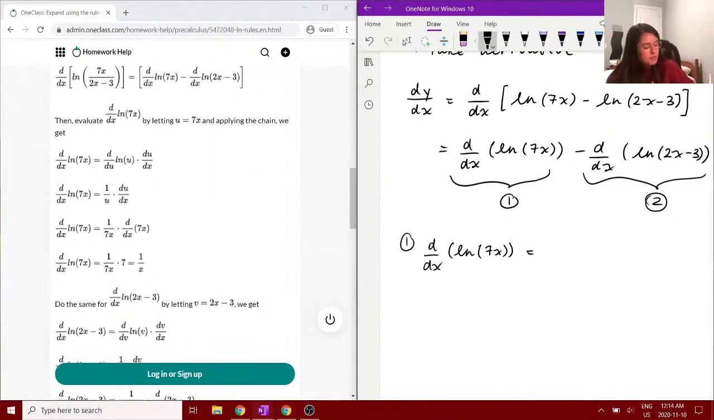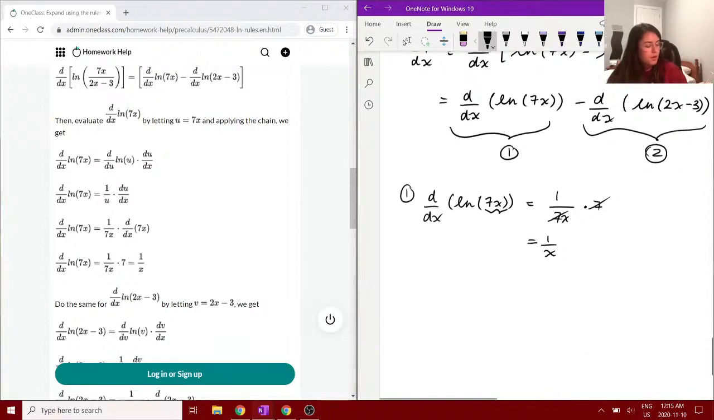Okay, so the derivative of ln 7x is, well, we know the derivative of ln is 1 over x, but in this case we have 7x, so we'll put that in the denominator. And since we have 7x, we have to also take the derivative of what's inside the ln function. So the derivative of 7x is just 7. So since there's 7 and 7, they will cancel out, and you'll just get that that's equal to 1 over x.